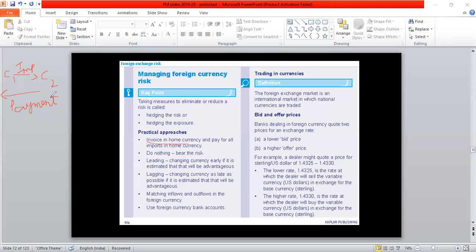Second one, do nothing. Do nothing and bear the risk. Whatever it is, just go with the terms and conditions. So that is one way of managing the risk. Sometimes no matter how much effort you put in, you still cannot do anything about that. So what do you do? You just accept it. Self acceptance, what we call it.